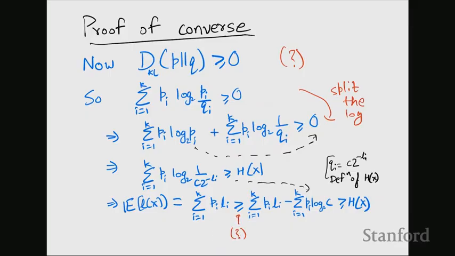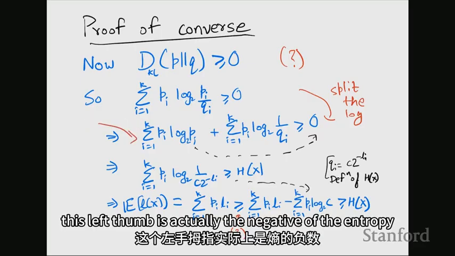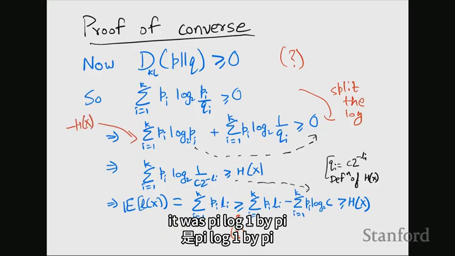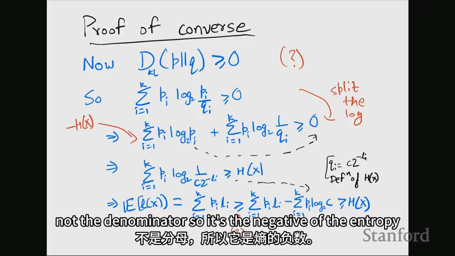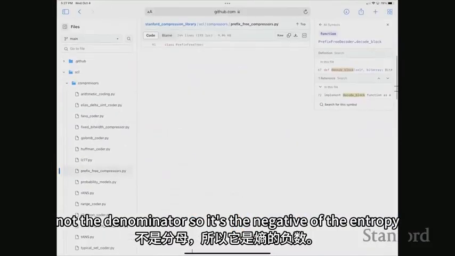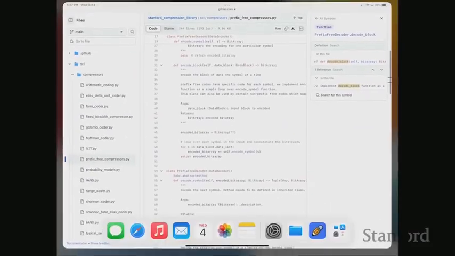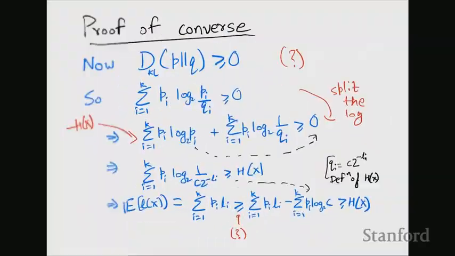Now this left term is actually the negative of the entropy. If you remember the definition of entropy, it was pi log 1 by pi. So here you have not the denominator, so it's the negative of the entropy.